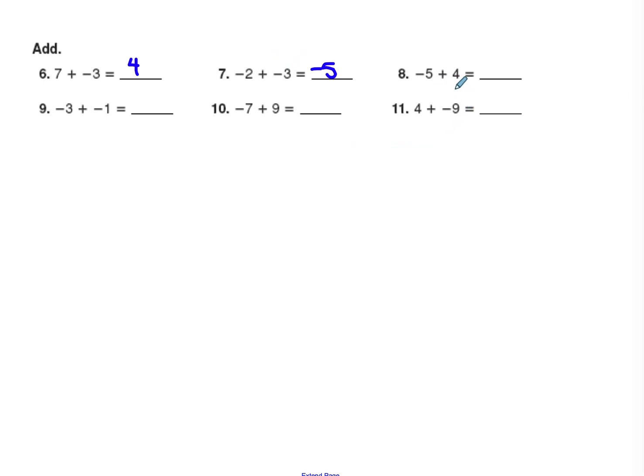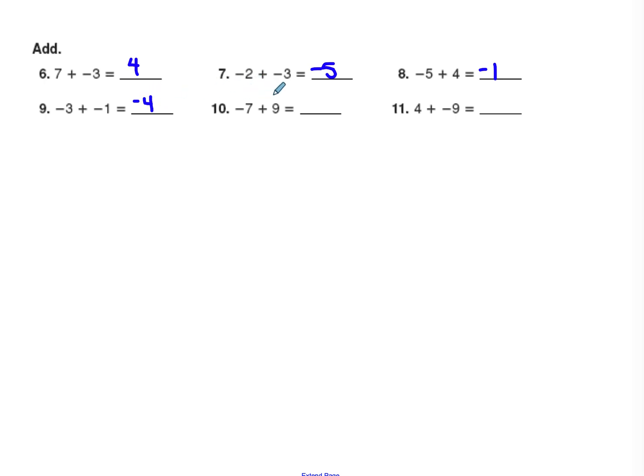Number 8, negative 5 plus 4. Different signs, find the difference. Negative 5 minus 4 is 1. More negatives, answer is negative. On this next one, I've got negative 3 plus positive 1. Okay, same signs, find the sum. 3 plus 1 is 4. They're both negative, so that's going to be a negative 4.